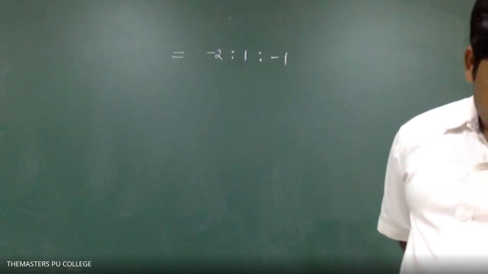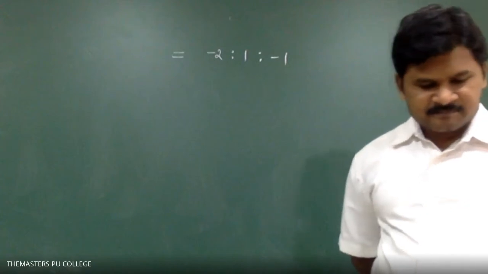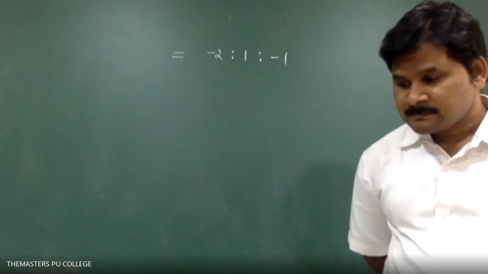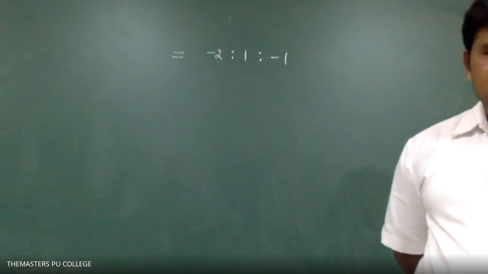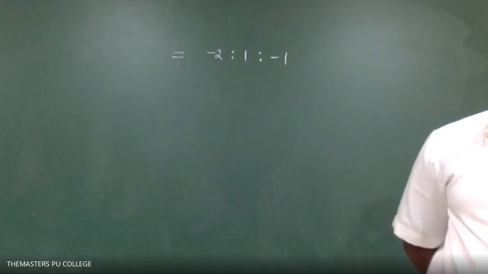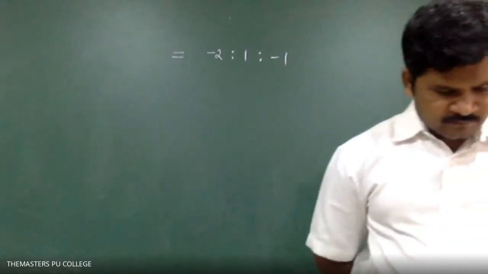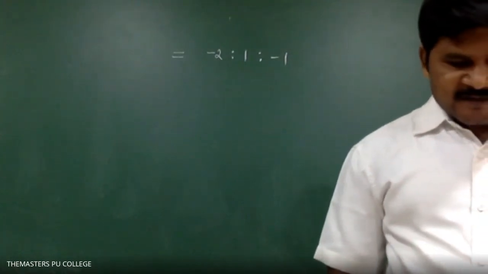Potential energy, kinetic energy, and total energy is -2:1:-1. Now what happens to kinetic energy by total energy? 1/-1, that is -1. So 1:-1. Yes, that is the answer. Kinetic energy and total energy is 1:-1. Okay?